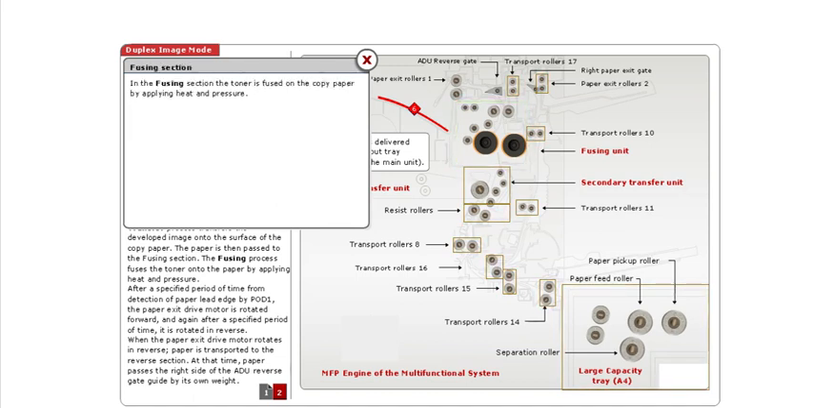In the fusing section, the toner is fused on the copy paper by applying heat and pressure. The idle roller and drive roller discharges the paper to the right tray of the base unit.